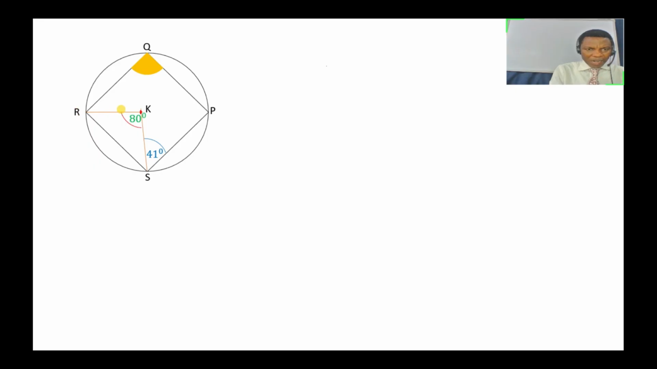So triangle ROS forms an isosceles triangle. We are given part of the angle here. Once we can get this angle, we'll be able to calculate. So we need to find this angle here, and we can get it from triangle ROS, and then use cyclic quadrilateral. This angle at this point plus this yellow angle highlighted, which we are looking for, sum up to 180 degrees.